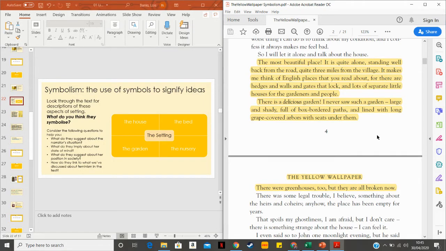So we've got this first description here that describes the house in general and the garden. And we can see here it is quite alone. The house itself is isolated. And what can we take from that? We can link to the narrator. She is isolated.